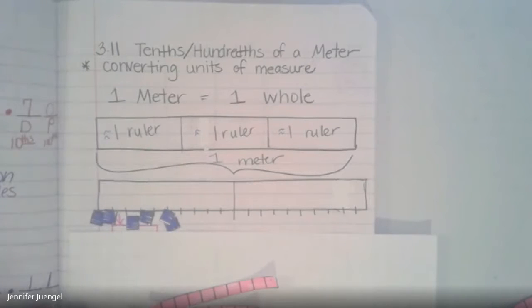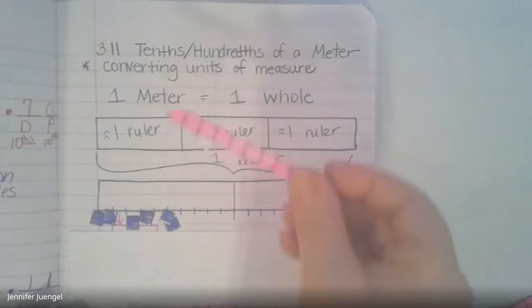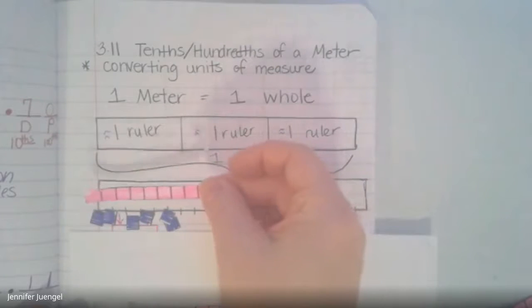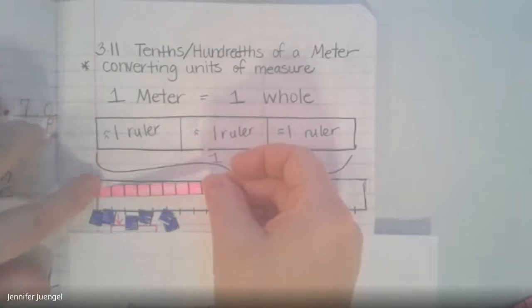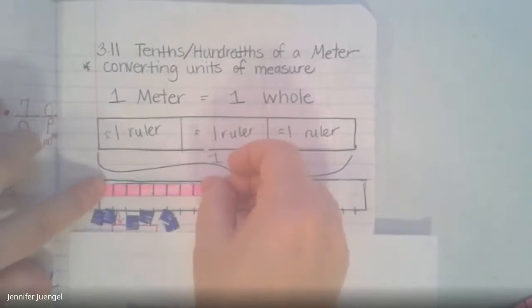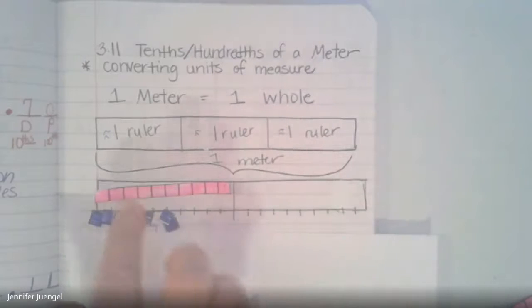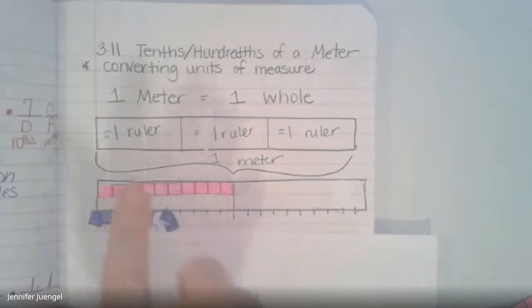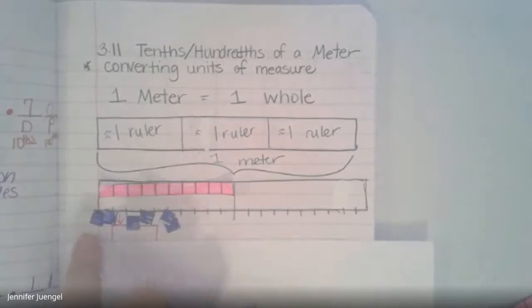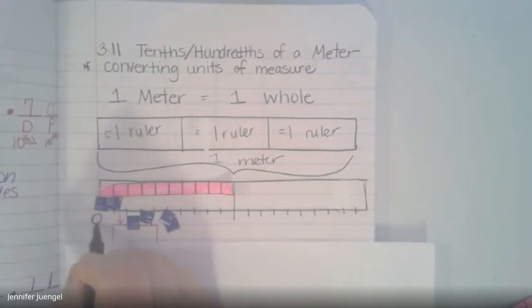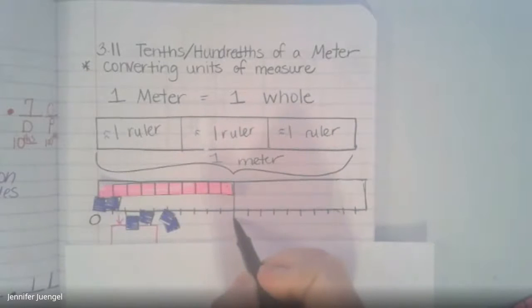So if I asked someone to come to the front of the classroom and use our long 10 sticks like this, and I asked you to put your long 10 stick on the very zero mark of our meter stick, what you're going to notice is that one long 10 stick from end to end is going to take you from the zero mark of your meter stick to the 10 centimeter mark.